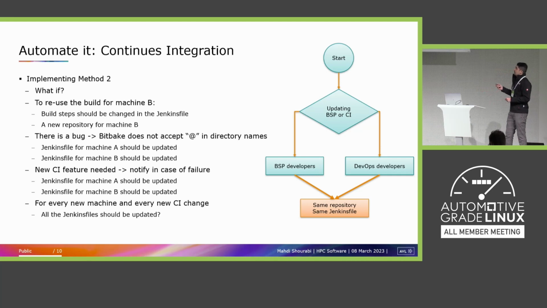So as you see, the workflow in this case is something like this. For any change on the BSP side and on the CI side, the developers need to work on the same repository or change anything in the same Jenkins file. So this could be a bit hard.